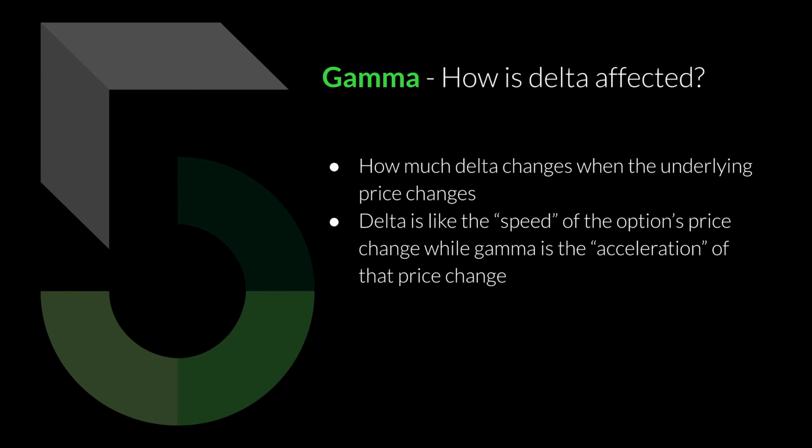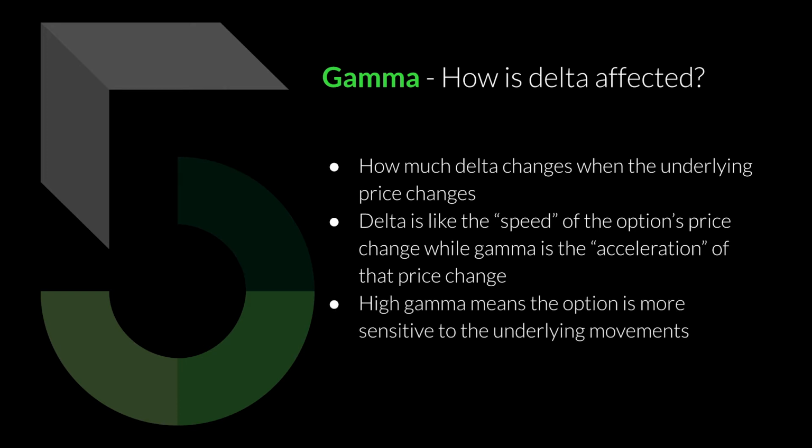It's often explained like this: delta is like the speed of an options price, how fast it's moving, while gamma is the acceleration, so that rate of change over time. High gamma means that the option is more sensitive to the underlying movement of the stock.